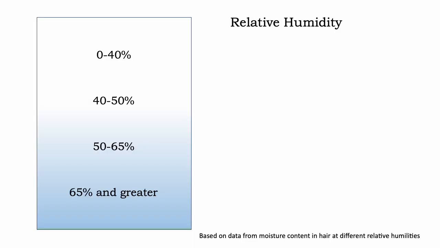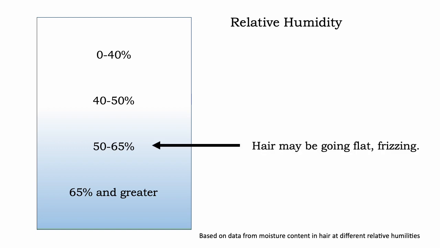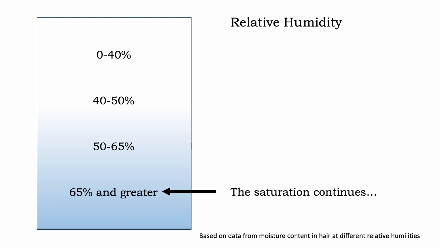And if you want to decode your relative humidity, 0 to 40% is usually going to be pretty dry. 40 to 50% is usually good levels for hair flexibility. 50 to 65%, your hair might be going flat or starting to frizz, and at 65% or greater, it just continues getting worse.